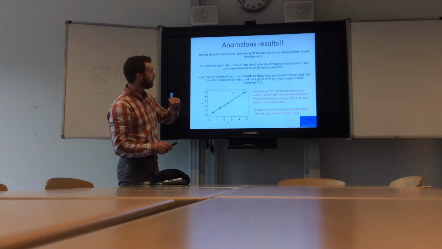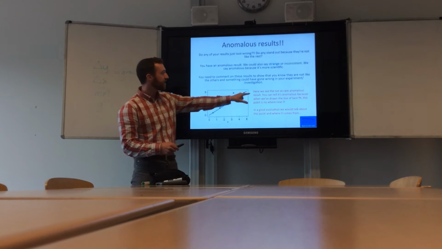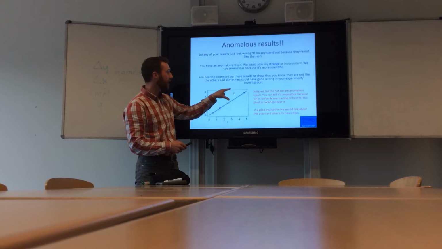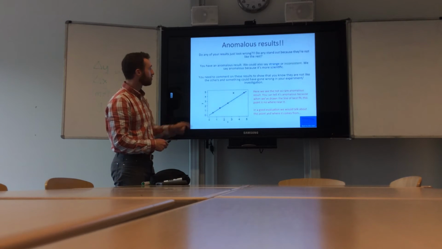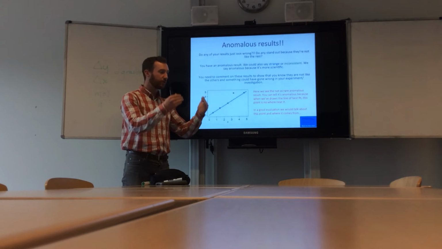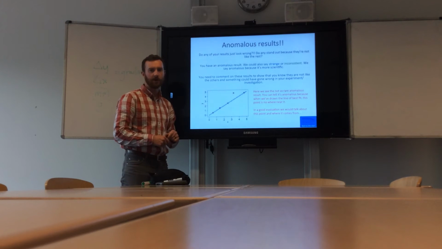This is the anomalous result. So this is our line of best fit, and this is my anomaly. Here we see the not so rare anomalous result. You can tell it's anomalous because where we've drawn the line of best fit, this point is nowhere near it. So you would comment on that in your conclusion. Why wouldn't you? You've gone to the trouble of taking all this data, and this one's sticking out. So why not comment on it?